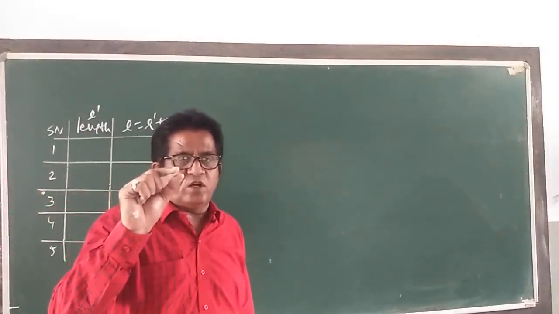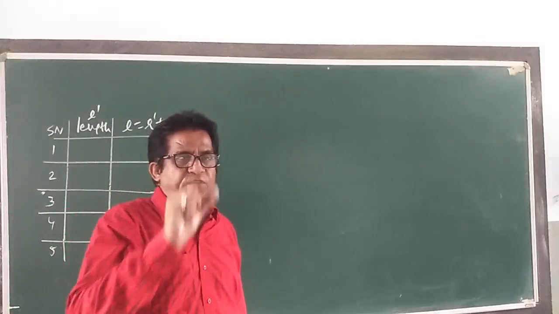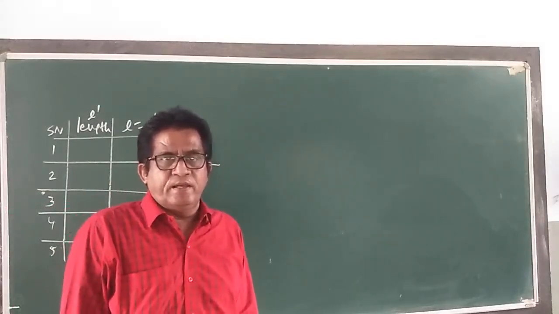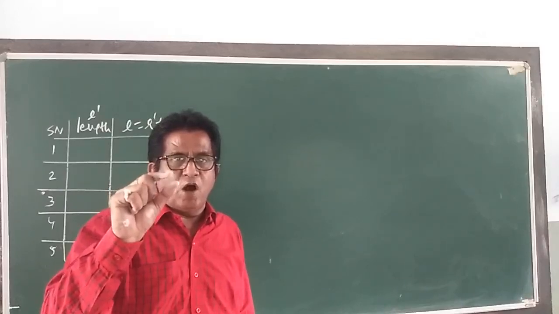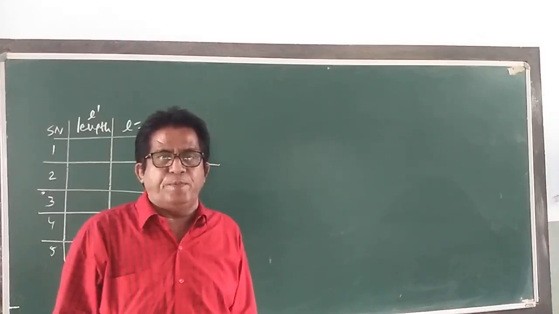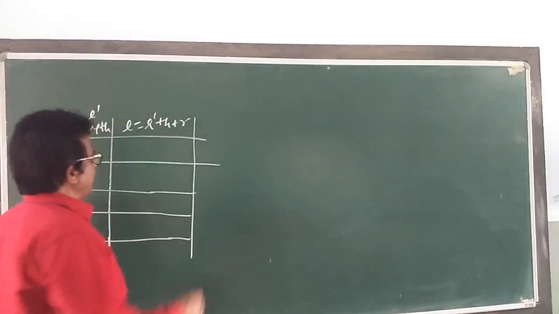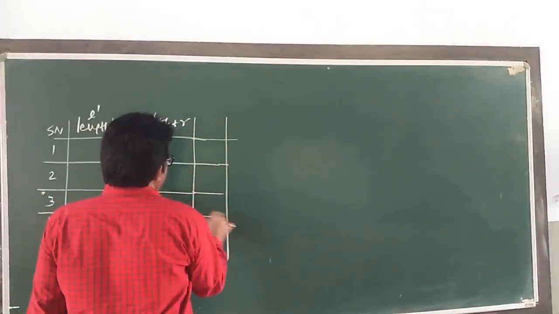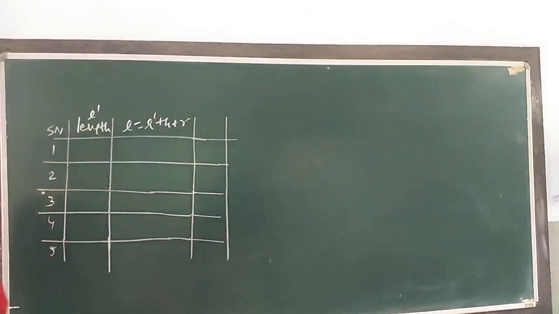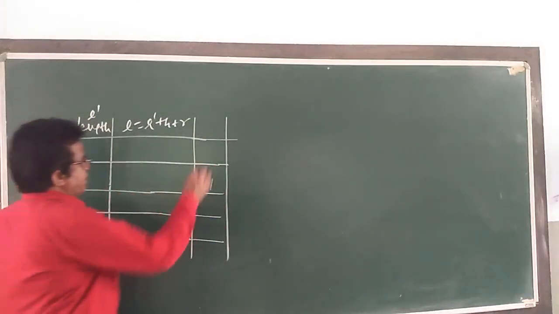The length of the hook we can measure from the scale, and the diameter of the bob we can measure by vernier calipers. And then here you have to write the time period for 20 vibrations.